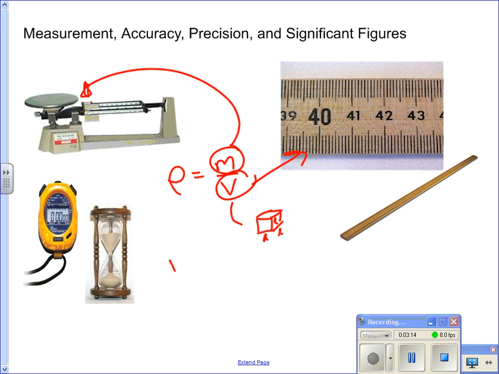Likewise, there's velocity, which we'll study in physics a lot. That's distance divided by time, and distance would be a measure of length, and time would be a measure of seconds. So meters per second would be a unit for that. Again, we can measure distance and time. We can calculate lots of things with distance, time, and mass.